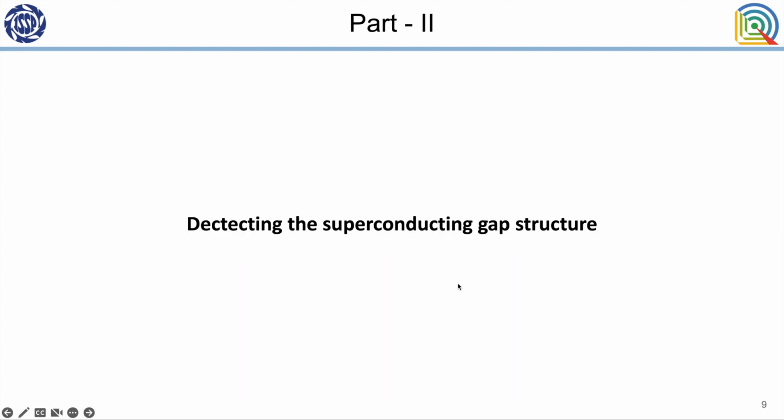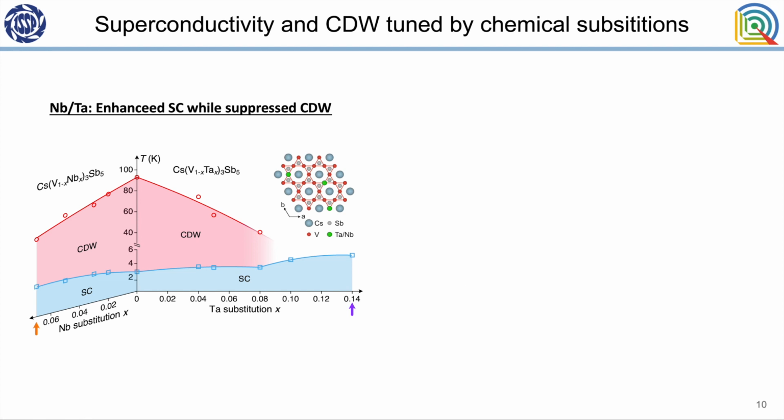Okay, then we aimed to detect the superconducting gap structure in momentum space. To overcome the challenges from the low Tc of the pristine superconductor, we chose CVS substituted by niobium and tantalum atoms, which has a higher Tc. Their phase diagram is shown in this figure.